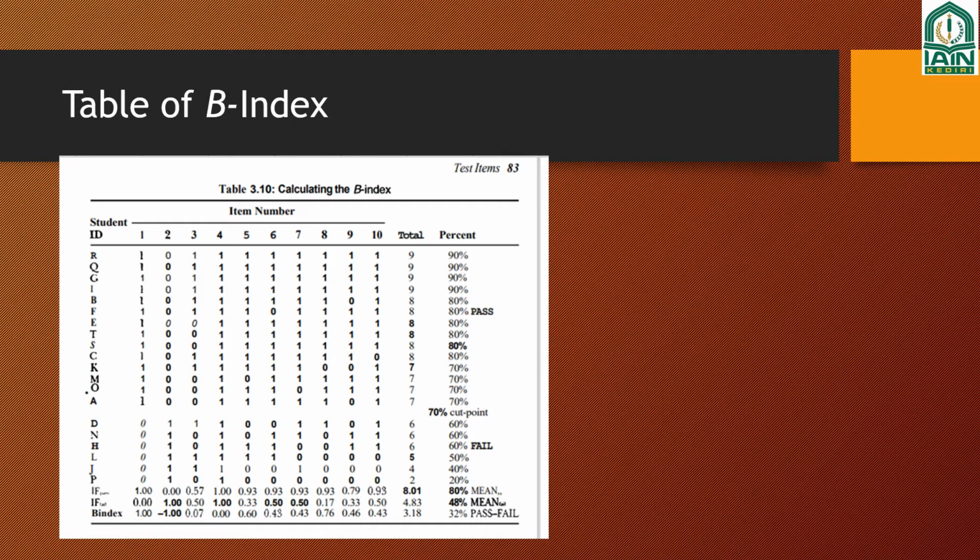And the next is the table of the B index. There are many columns. Student ID is the name of the respondent, and the item number, 1 until 10, is the question, and the total is the total of right answers, and the percentage. You can do all of it in Excel, but you have to pay more attention to the formula.